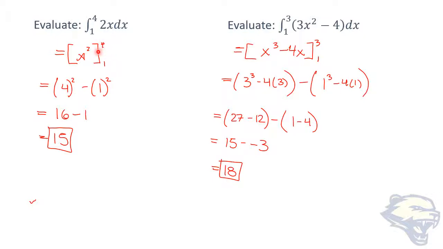So I'm going to plug in that 4 for x. So instead of x squared, it's going to be 4 squared minus, so this part's always going to be a minus here. And then I'm going to plug in the 1, the lower boundary here. So upper number, plug in, minus lower number, plug in. Then I'm just going to simplify that and solve.